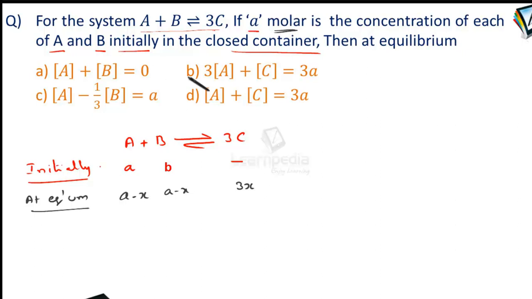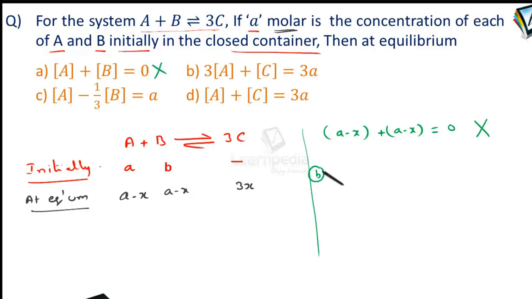Since a is the molar concentration, which one of the following conditions holds good? We need to check each of the options, without which it is not possible to select. So let us take option A. Option A is given as concentration of A, that is a minus X, plus concentration of B, that is a minus X, is equal to 0. So it is a minus X plus a minus X, which becomes 2a minus 2X. Therefore, it cannot be equal to 0. Therefore, option A is wrong.